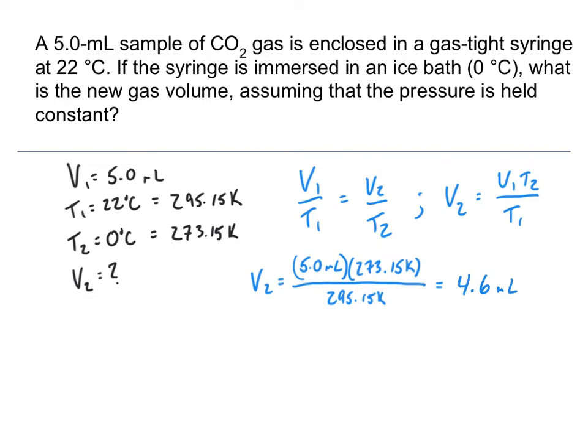And now, if we think about whether our answer makes sense, in this instance our temperature decreased. We said that temperature and volume are directly proportional to each other, so our volume should have decreased as well. And in fact, we went from a measurement of 5 milliliters to a measurement of 4.6. So Charles's law held true.